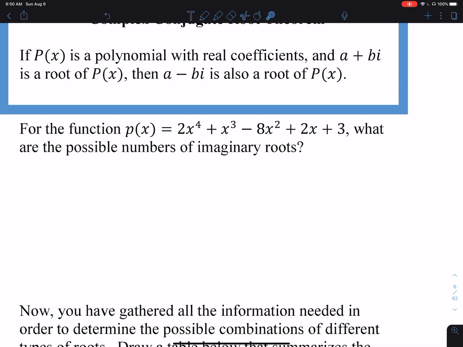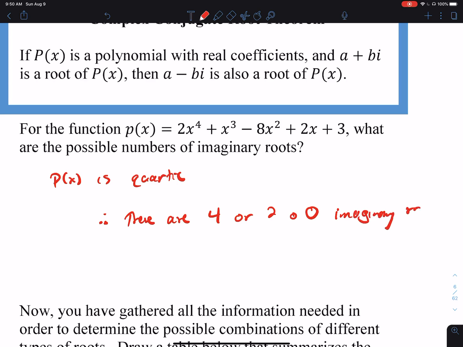Well, if we're just looking at this, and we aren't doing anything else that we've learned so far, we could say that p of x is quartic. Therefore, there are 4 or 2 or 0 imaginary roots. All 4 of them could be imaginary, a pair of them could be, or none of them could be.